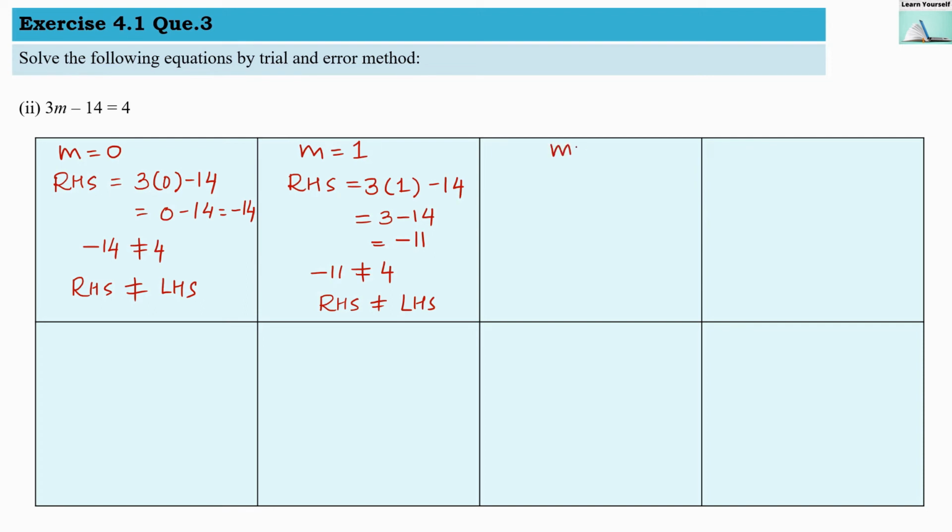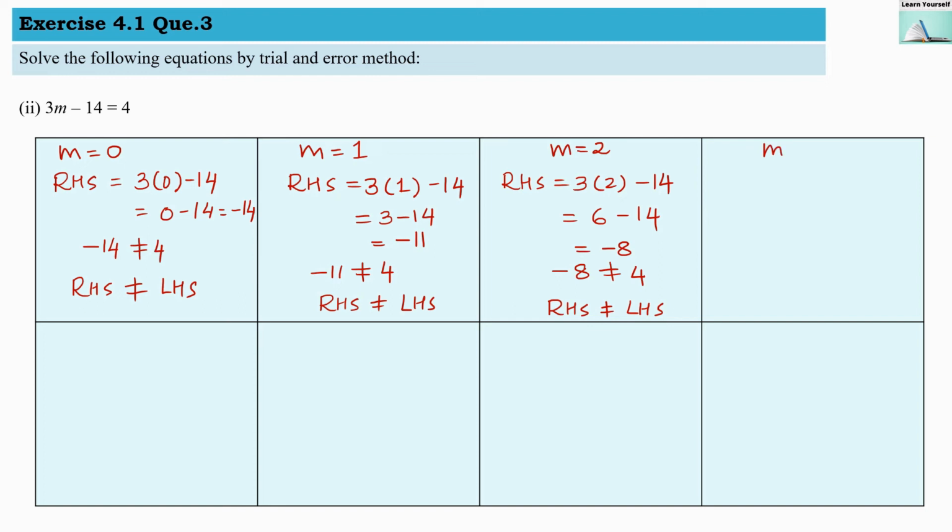When we take m equals 2, our RHS is going to be 3 into 2 minus 14. So 6 minus 14, we are going to get minus 8. So minus 8 is not equal to 4. So again, RHS is not equal to LHS for m equals 2.